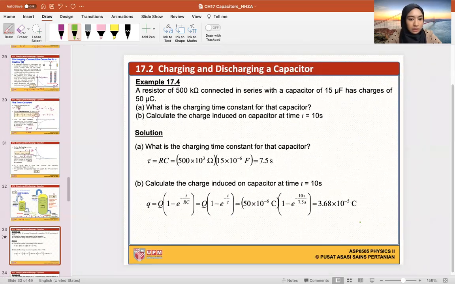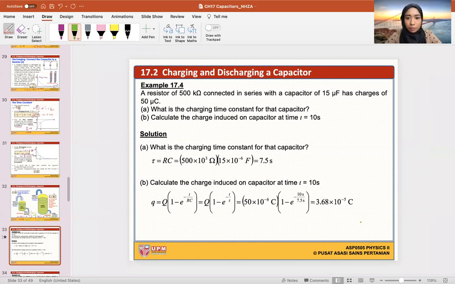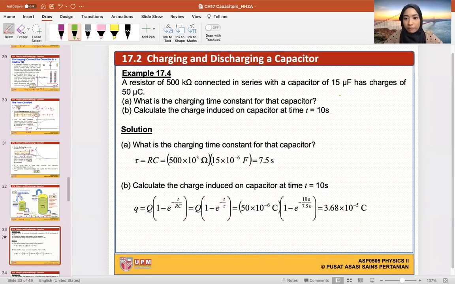So this is an exercise. Example 17.4, a resistor. So we have R equal to 500 times 10 to the 3 ohms, connected in series with a capacitor of 15 microfarad. So we have, wow, that's ugly. Resistor looks like this. Capacitor looks like this. They are connected in series.